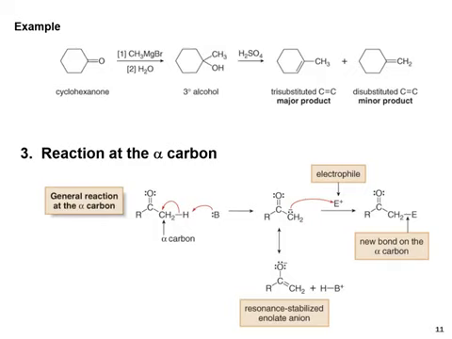Reaction at the alpha carbon. The carbon adjacent to the carbonyl carbon has hydrogens. These hydrogens are slightly acidic, and these protons are abstracted by a strong base and give a carbanion. This carbanion is resonance stabilized with the carbonyl, and this carbanion can attack any electron deficient species, meaning an electrophile, and will give the product.